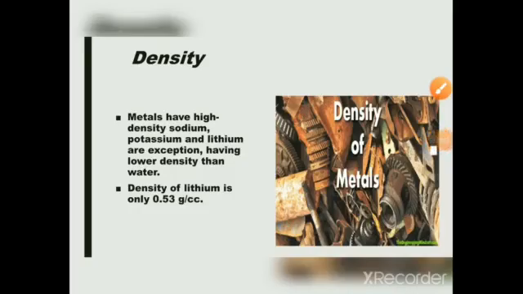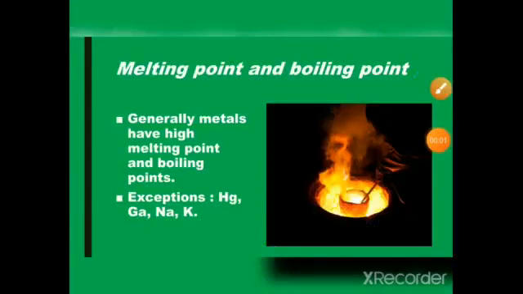Density: metals have high density. Sodium, potassium and lithium are exceptions, having lower density than water. Density of lithium is only 0.53 grams per cubic centimeter. Melting point and boiling point: generally metals have high melting point and boiling point, exceptions Hg, Ga, Na and K.